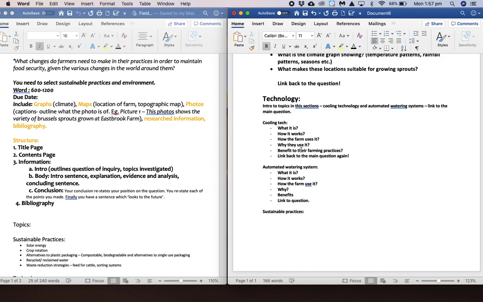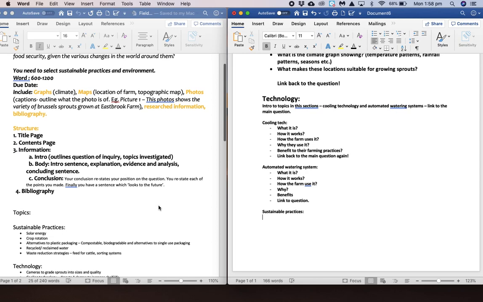Then you're going to do a conclusion, and your conclusion is going to restate your position and the question. It's going to restate each of the points that you've made about technology, sustainable practices, and the environment. And then you're going to have a sentence which links to the future of farming and how this farm is going to be ready for that.